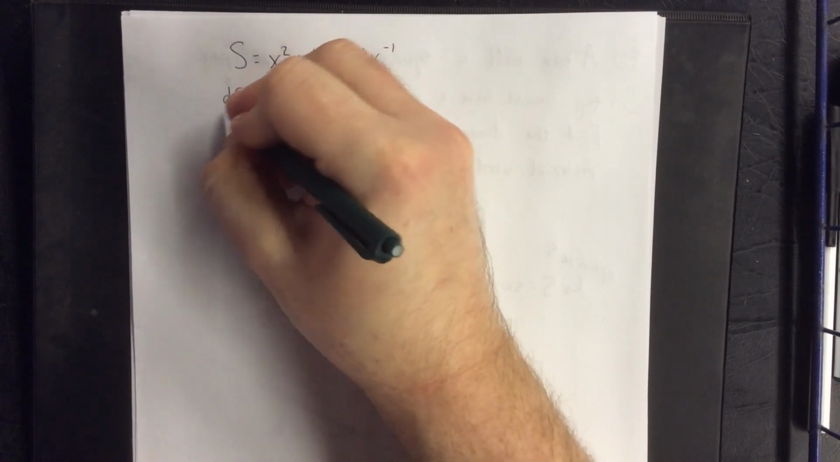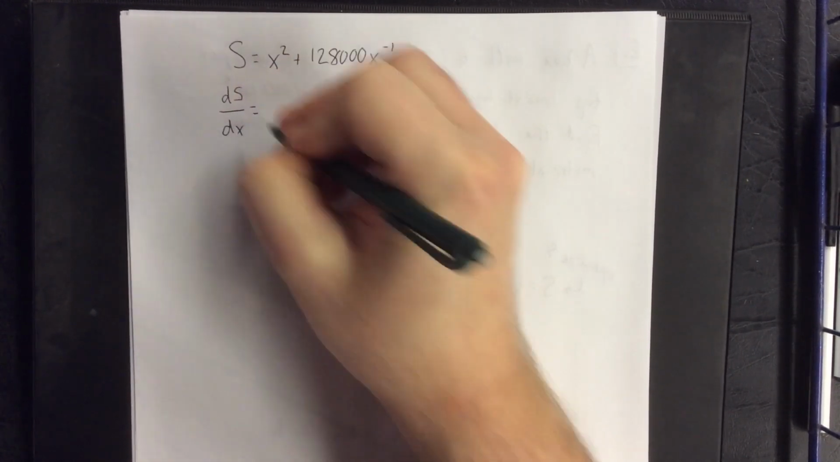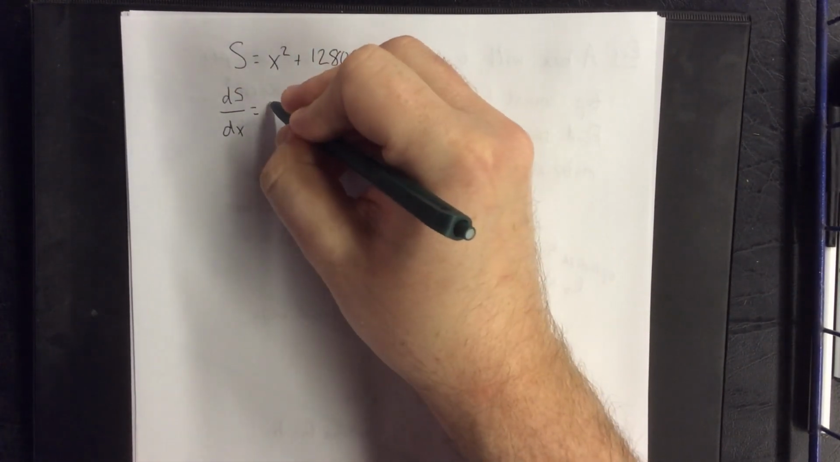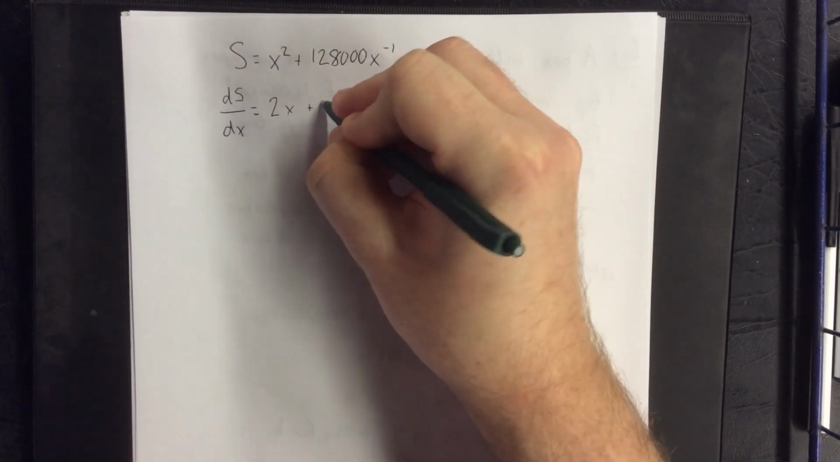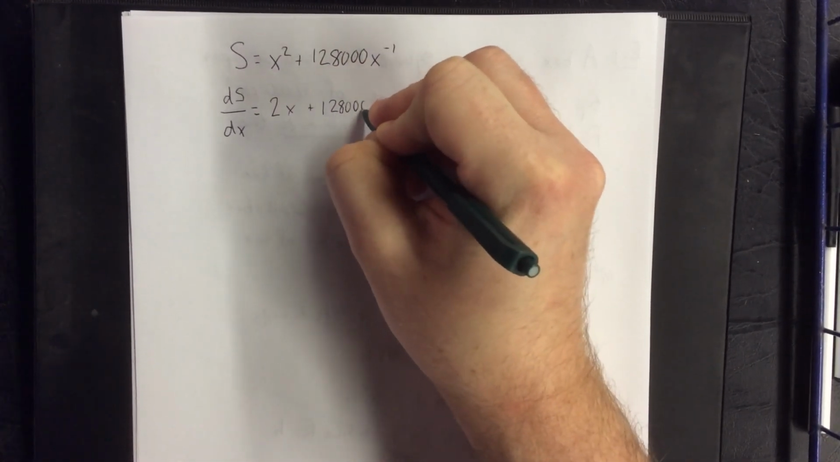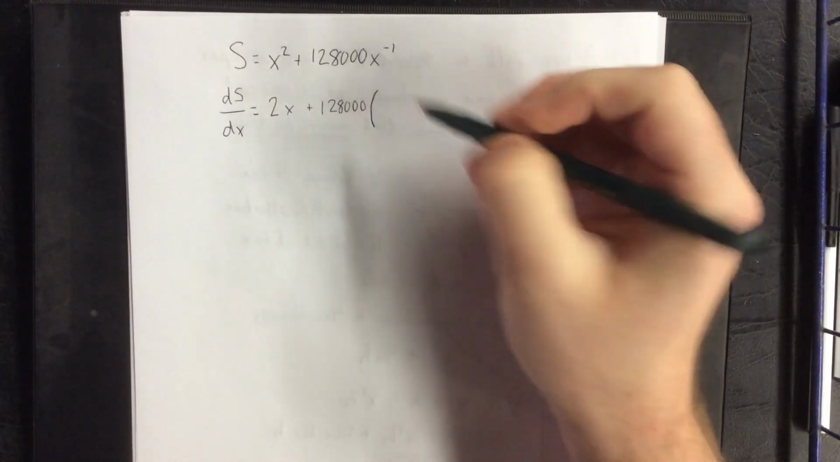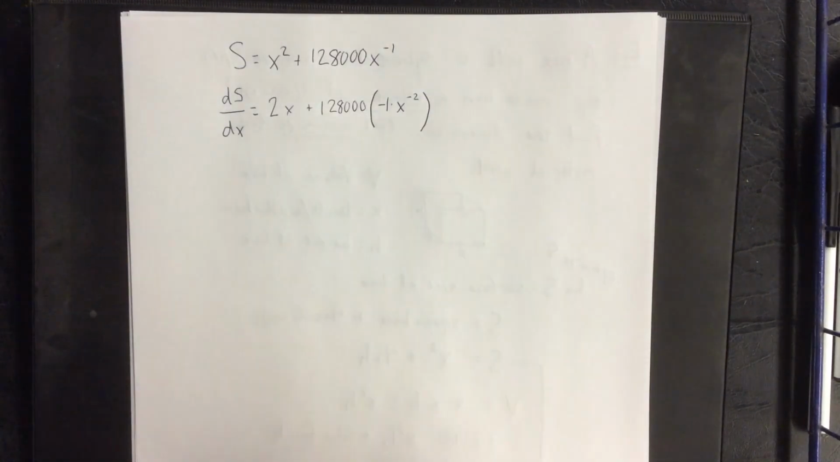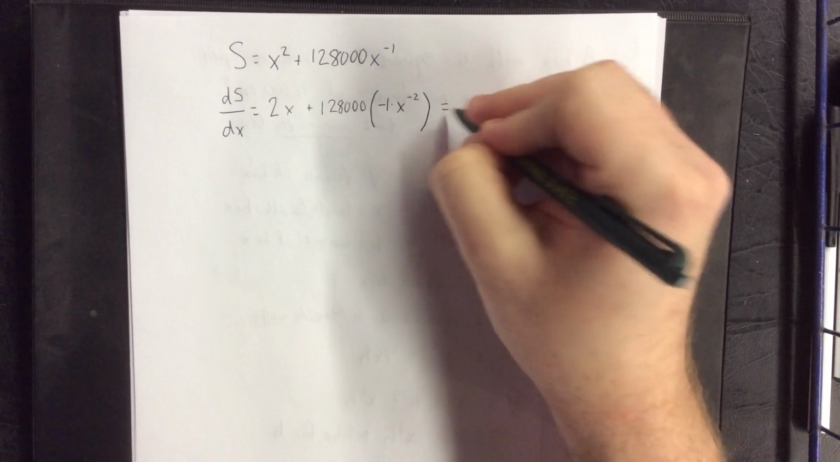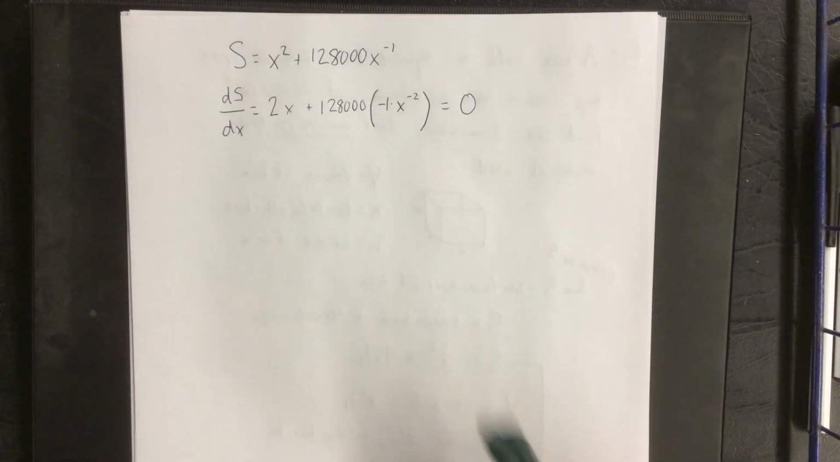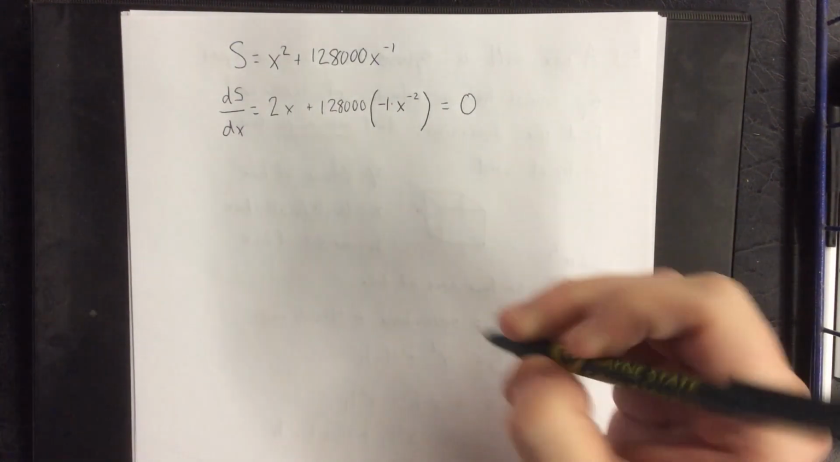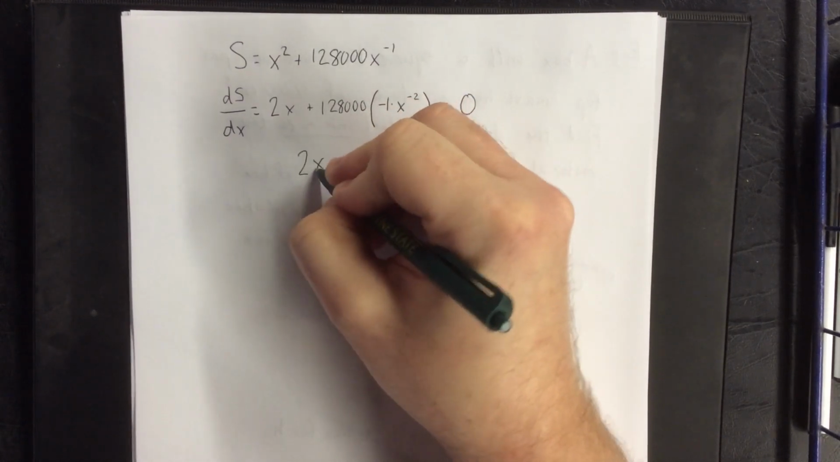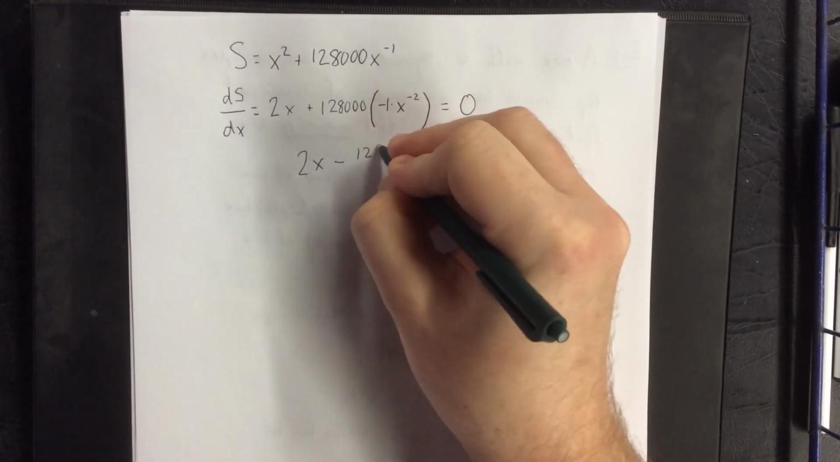I'm going to differentiate this. The derivative is going to be ds over dx. Derivative of x squared will be 2x plus 128,000. That's a constant multiple, so we could ignore it for the time being. And that'll be negative 1 times x raised to the negative 2 power. In order to figure out our critical values, we'll need to set this equal to 0. We've already defined x to be greater than 0, so we don't need to worry about the fact that there's a domain issue at x equals 0.